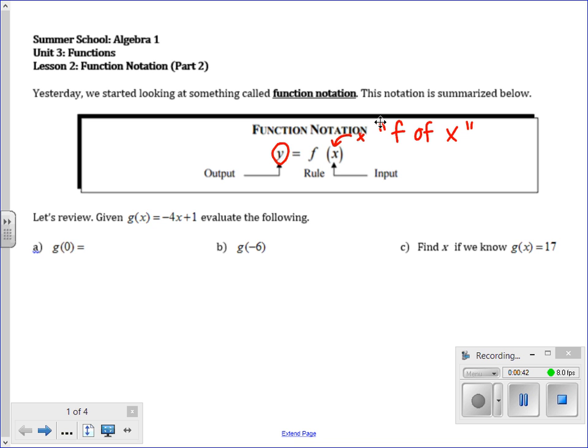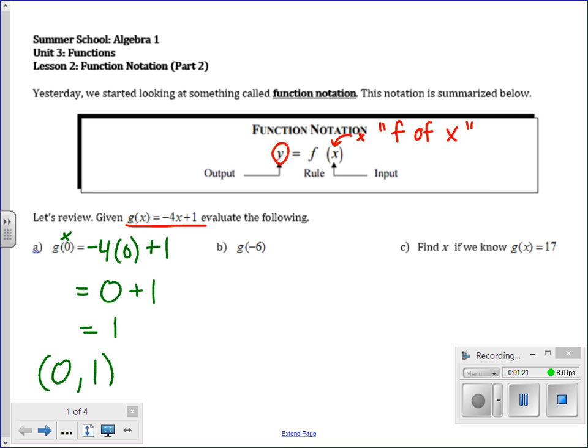So we're going to start with the function g of x equals negative 4x plus 1. We're going to evaluate 3 different examples here. First, I'll start with g of 0. 0 is in the parentheses, so 0 is an x value. So what that means is I take that x value of 0 and put it into the function in place of x. When I put that 0 into the function, I put the 0 into the parentheses. Okay, negative 4 times 0 is 0 plus 1, which equals 1. All right, so when I put the input of x in, of 0, I get an output of 1.